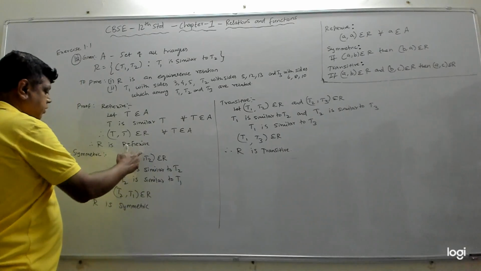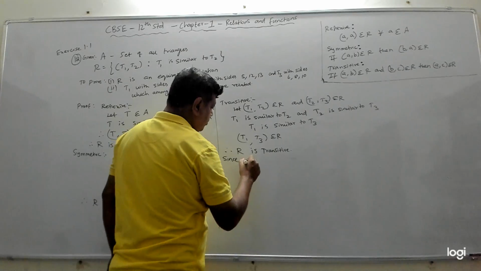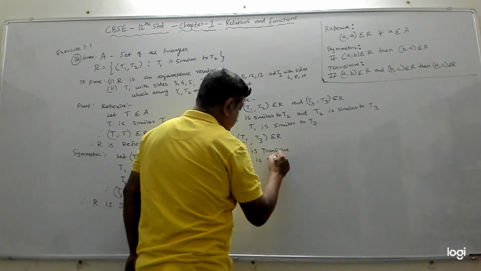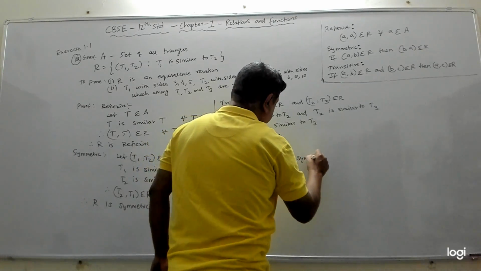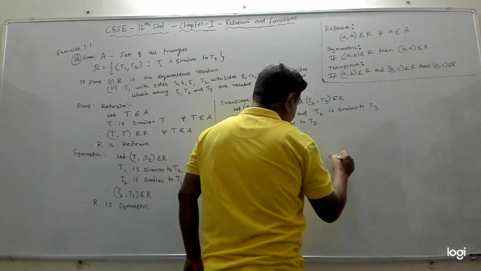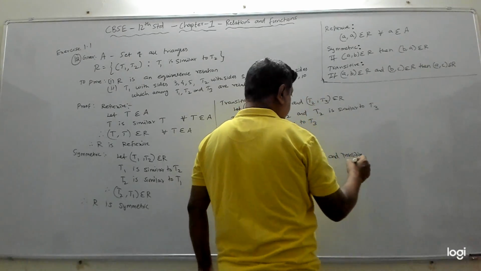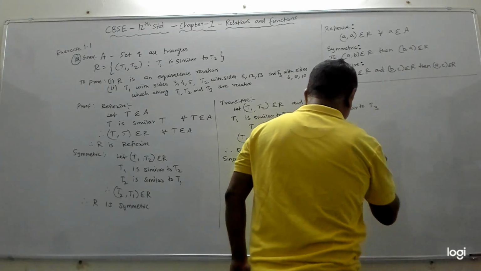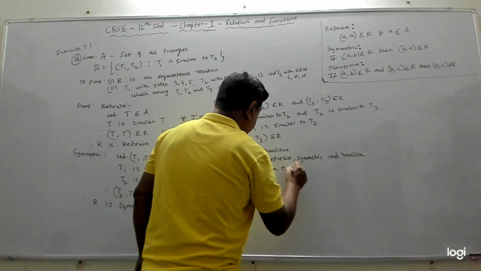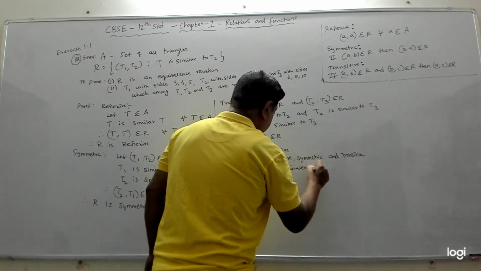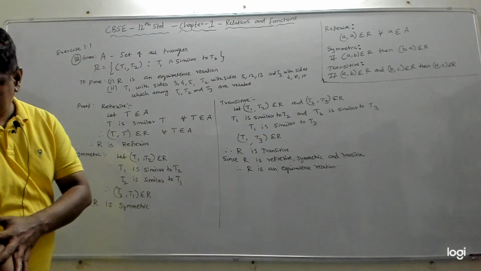Now since R is reflexive, symmetric and transitive, therefore R is an equivalence relation.